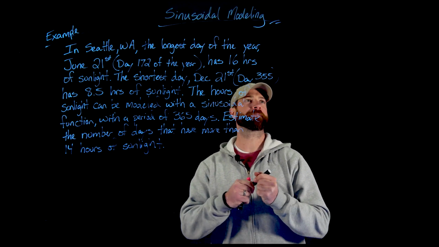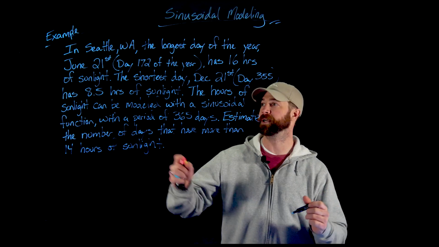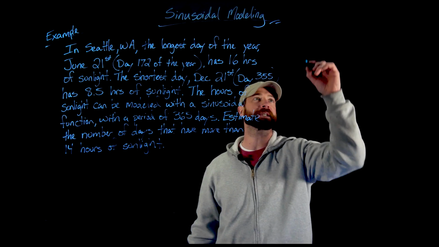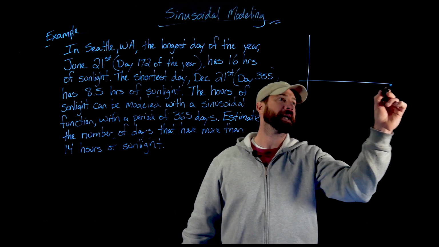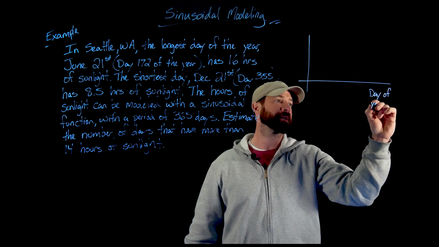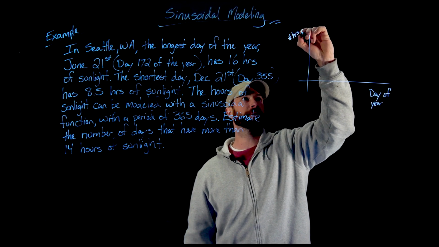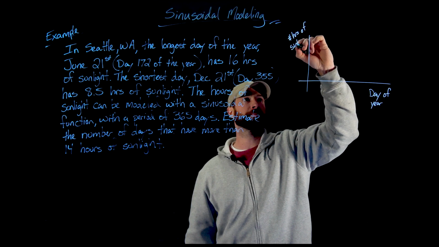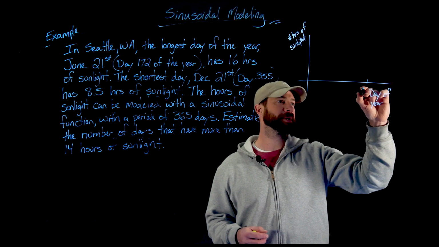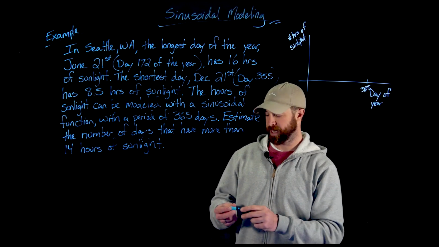So I'm looking for a function that models the hours of sunlight per day per year. And again, I'm given these days per year and told I have a period of 365. So what I'm going to have on the x-axis is the day of the year, and I'm going to have the number of hours of sunlight. I also know that I'm going to have a period of 365. And let's see what information I have right here.